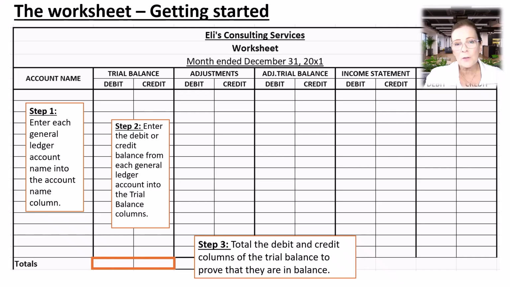The accountant begins the worksheet by reviewing all the general ledger accounts that journal entries were posted to, and then enters the account names into the account name column, and the debit amounts from the general ledger accounts into the debit column and the credits into the credit column.